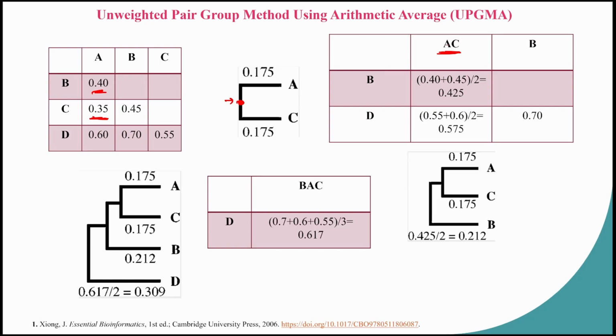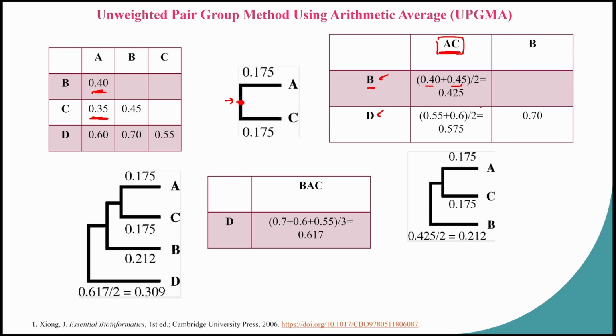Now, when we have to calculate the distance from this particular composite taxon to the other ones, for example, B and D, what we do is we calculate the individual components' distance from this particular single species, and then we do an average of those, right? For example, here AB plus AC by 2, that would be 0.40 plus 0.45 by 2, and that's how we get the distance from the composite taxon, right?